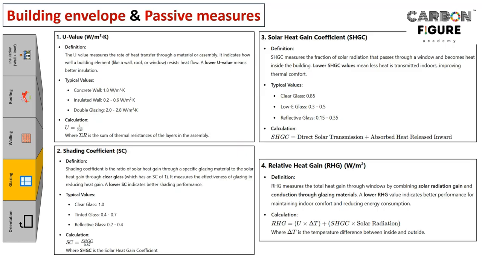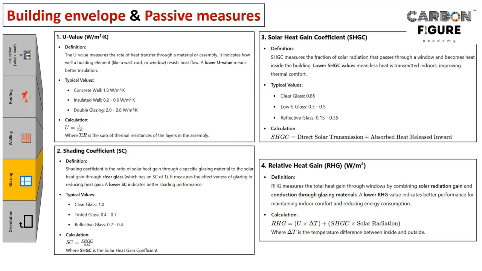So low U value, low passing of heat into the building, which means better insulation. Higher U value, higher passing of heat energy into the building, so that is not a better insulation, that is a bad insulation. So low U value is good, higher U value is bad. So that way you can understand.